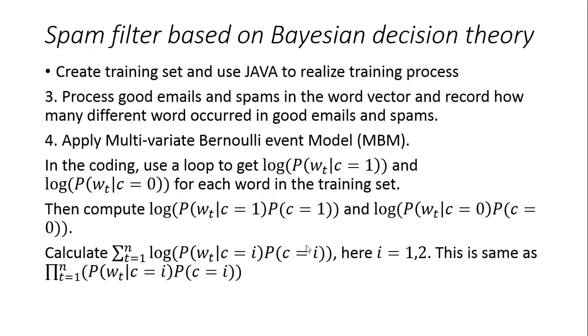And the next step is to process good emails and spam in the word vector and record how many different words occurred in good emails and spams. And then we can use Java code to apply MBM. In this code, we should use a loop to get this conditional probability.